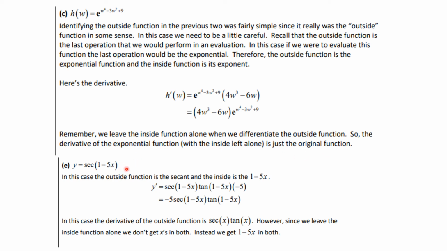Let's do a trig example. Here, y is equal to the secant of 1 minus 5x. Now this is the secant of that, it's not the secant times that, because the secant is a function itself. So on the outside is the secant, on the inside is 1 minus 5x. So we're going to take the derivative of the secant. The derivative of the secant is the secant of this times the tangent of this. And now I'm going to move inside. I'm going to take the derivative of this function with respect to x, which is just minus 5. So this is going to be minus 5 secant of this business times tangent of this business.